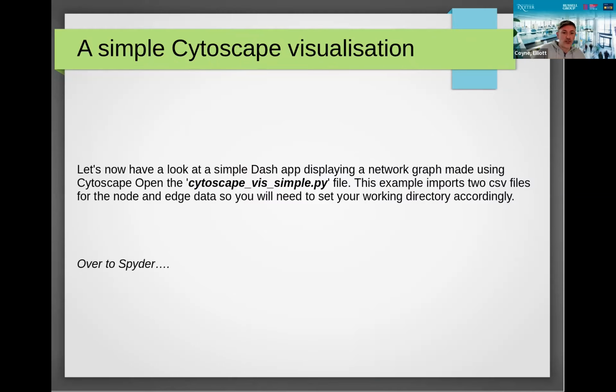So in the Cytoscape Viz simple file, you'll see that they've got the six sections that I was saying that we referred to previously. So here we're going to get our standard library imports, so Dash HTML components, pandas, and Dash Cytoscape. So this one, because we haven't got the Dash core components, you can tell automatically we're not going to have any interactivity.